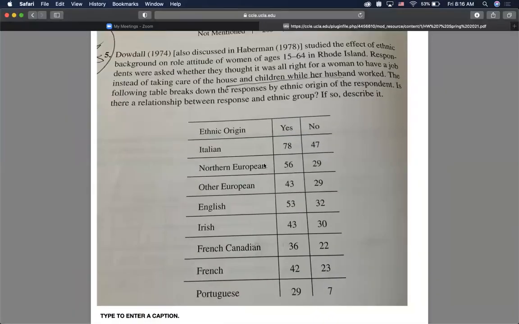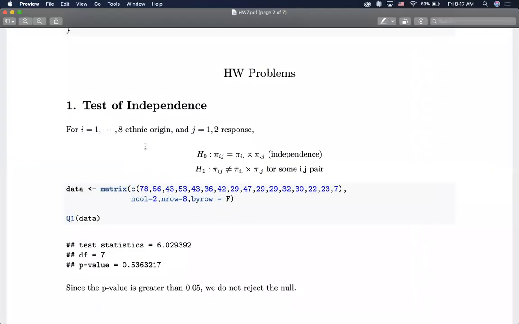Actually, never mind, just ignore what I said. If we are going to conduct the test of homogeneity, then that's what we would do. But in fact, this is a test of independence. So just ignore what I just said. And so our null hypothesis will be like that.